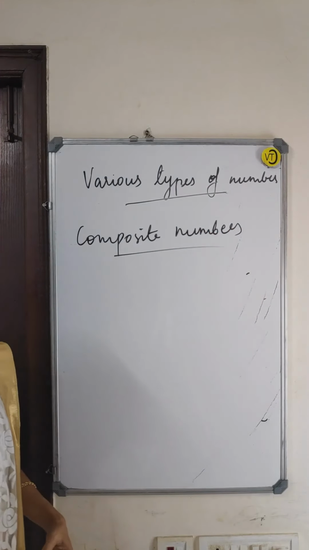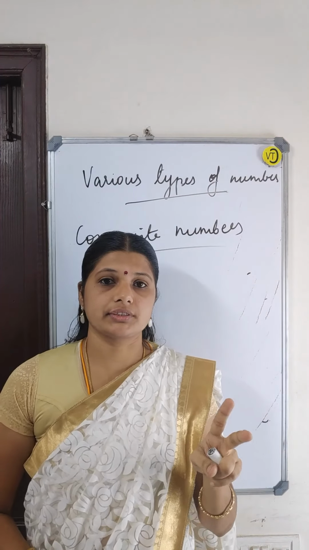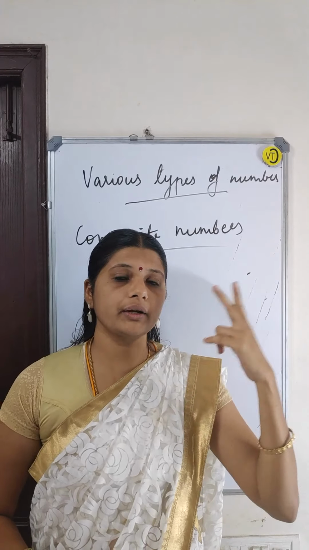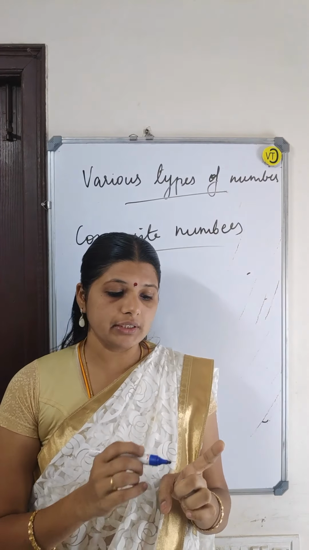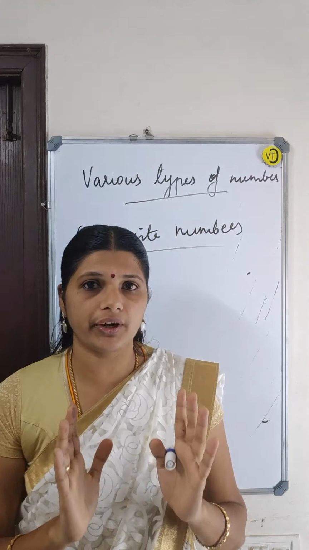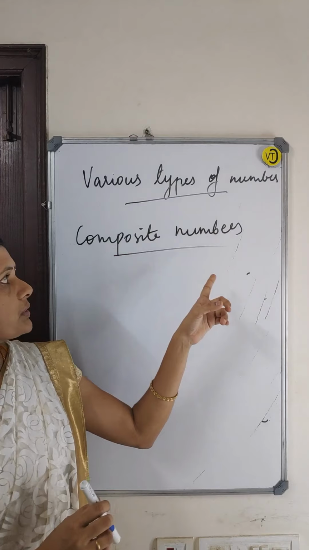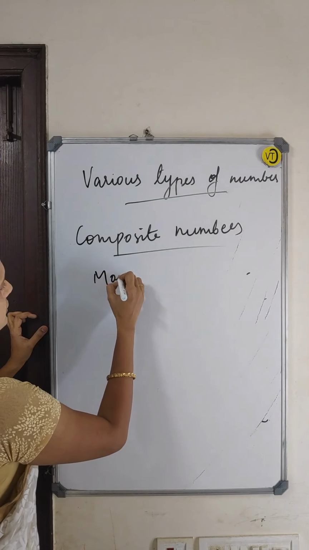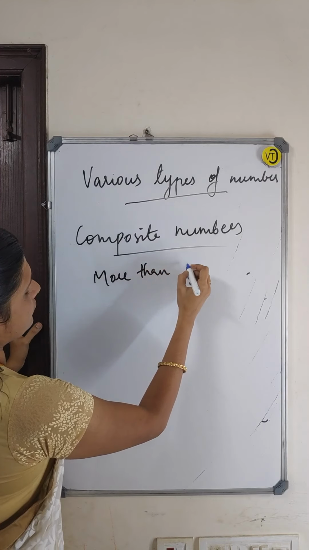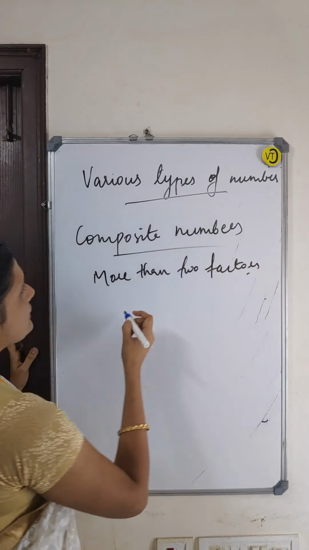Composite numbers: numbers having more than 2 factors. Numbers having more than 2 factors is a composite number. What I told you for prime numbers was numbers having exactly 2 factors. But here, a composite number is a number having more than 2 factors. More than 2 factors, in the sense of what?